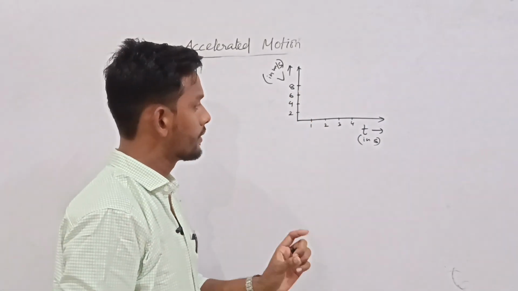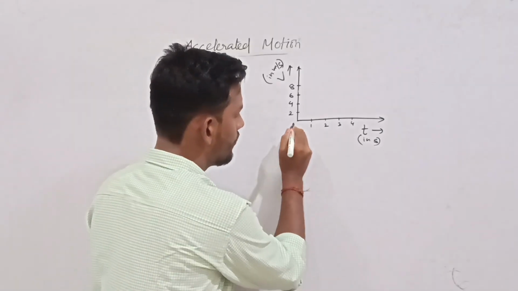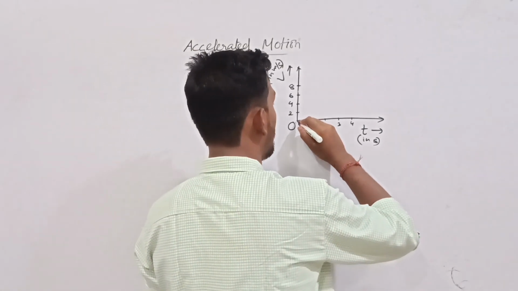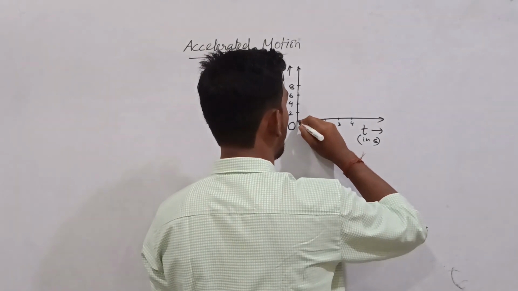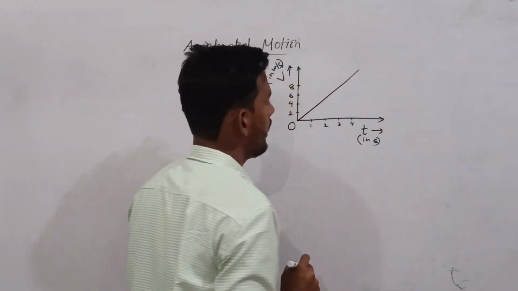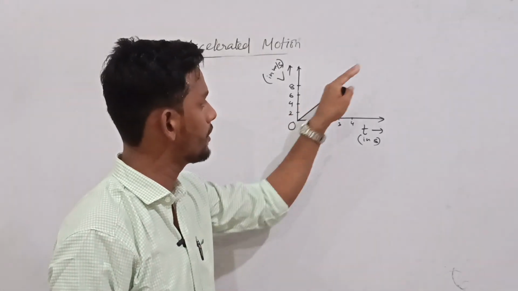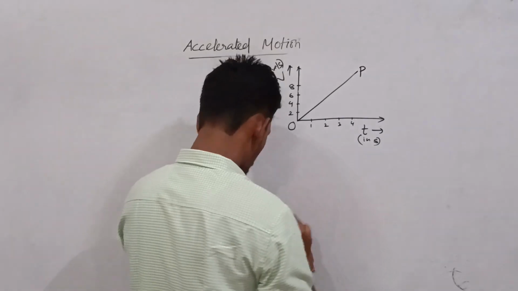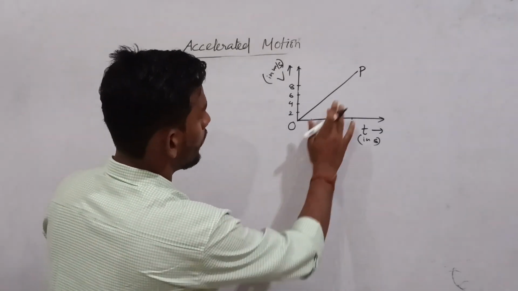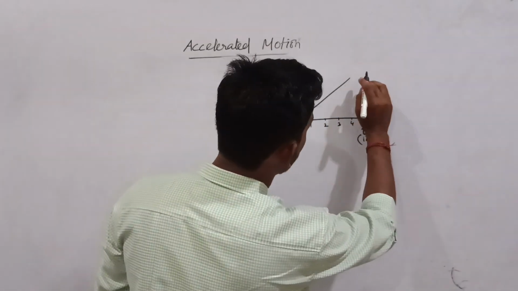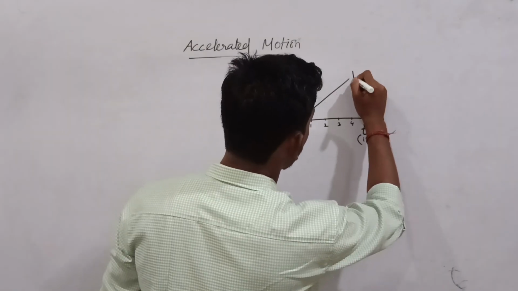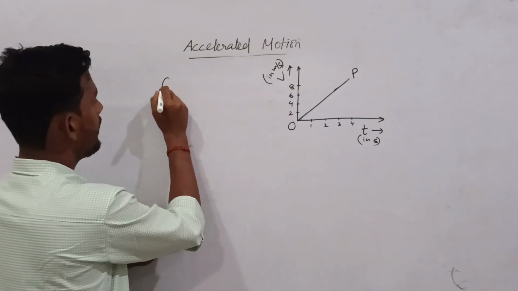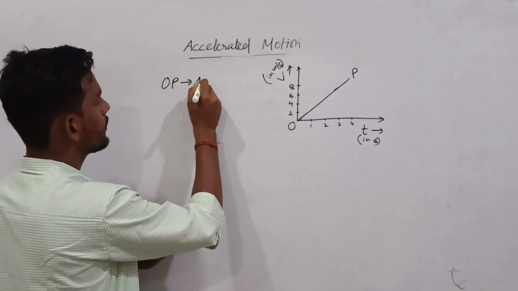Suppose an object, a vehicle or any object starts from rest. Say in uniform motion. This is uniform acceleration. The slope, suppose P, the OP belongs to uniform acceleration. If it is a velocity-time graph, then what does it represent? OP stands for acceleration.